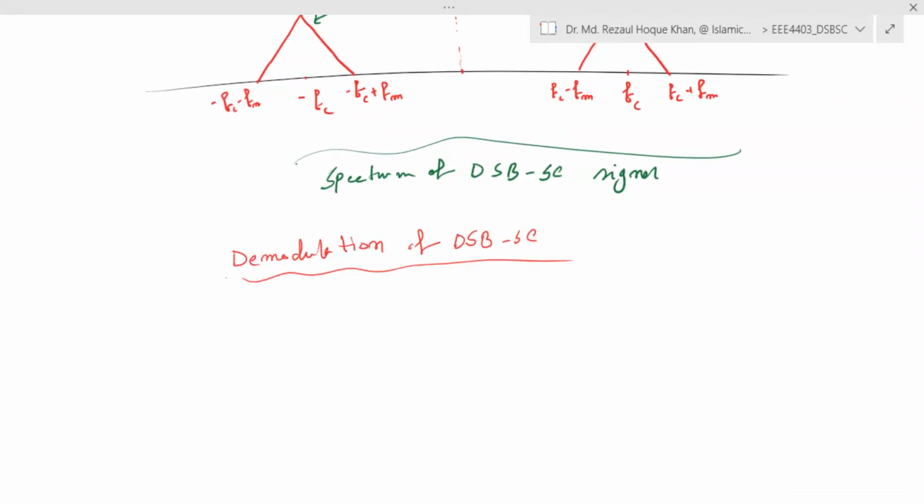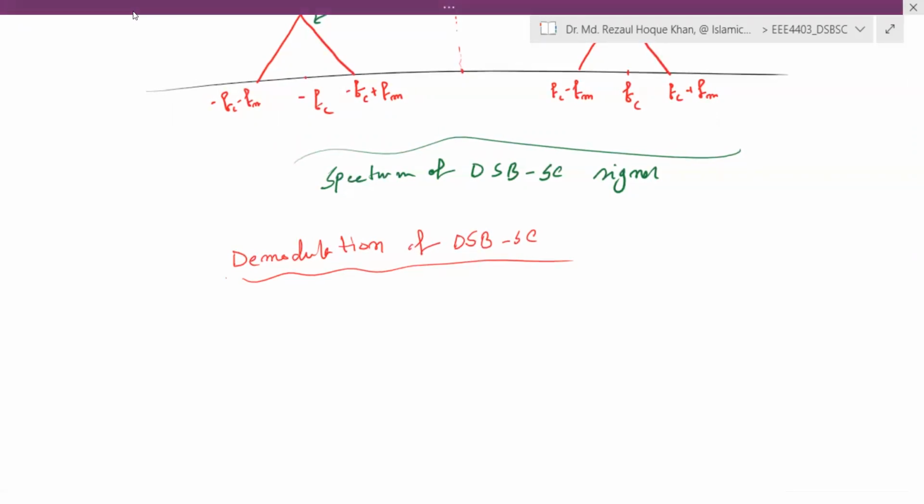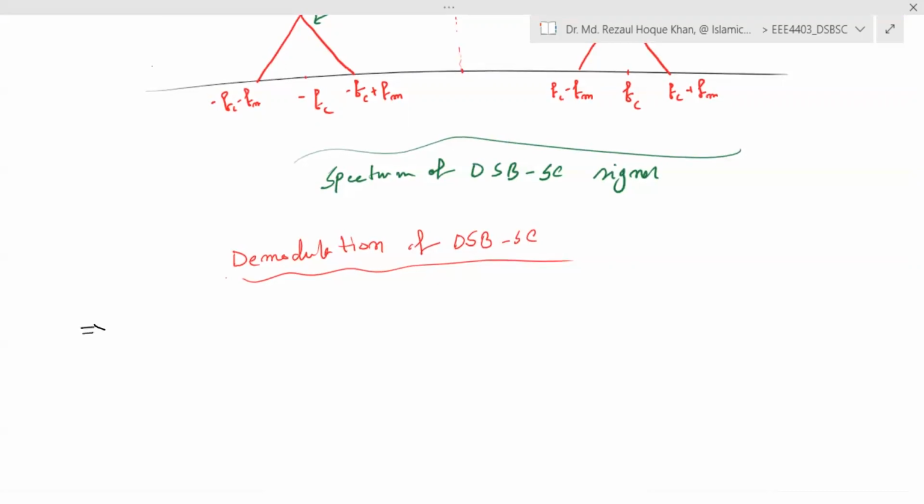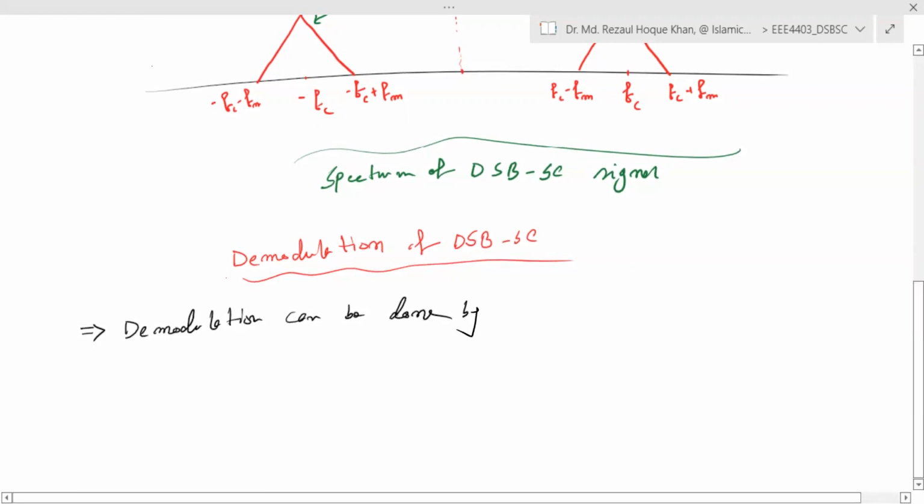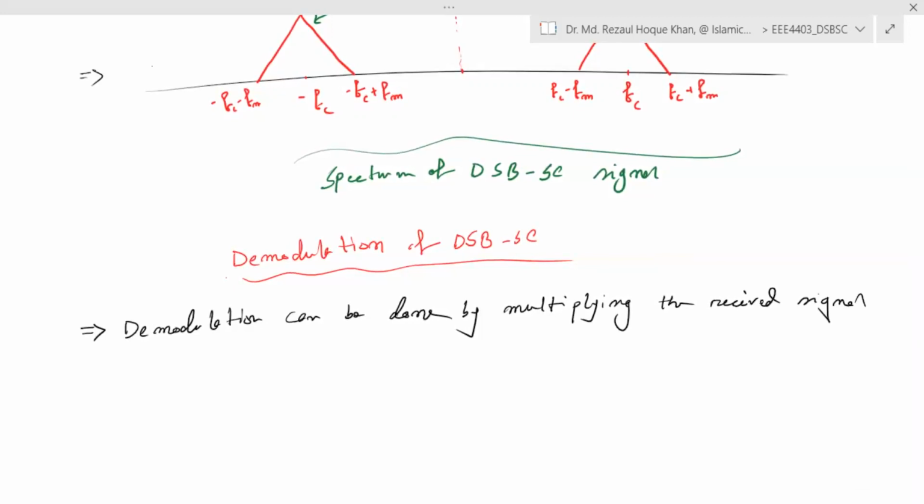Demodulation can be carried out by multiplying with a coherently generated carrier at the receiver. So we can write that demodulation can be done by multiplying the received signal, which is actually this signal. Once we receive this signal, we multiply it with a carrier of this same frequency. So we say this is coherently generated.